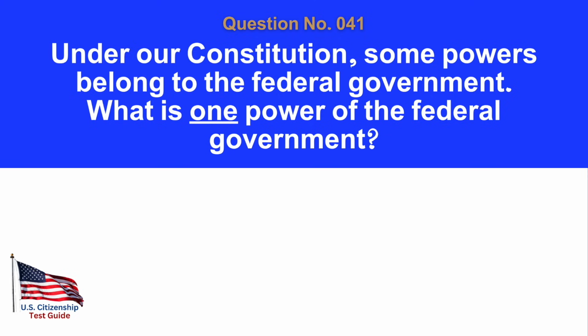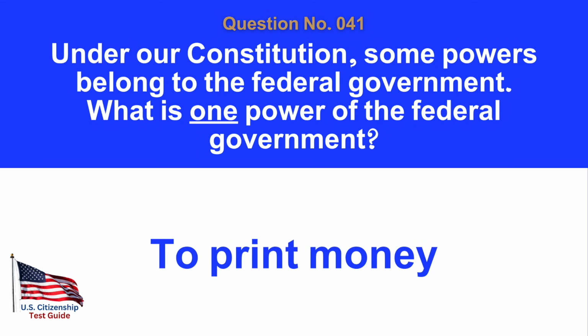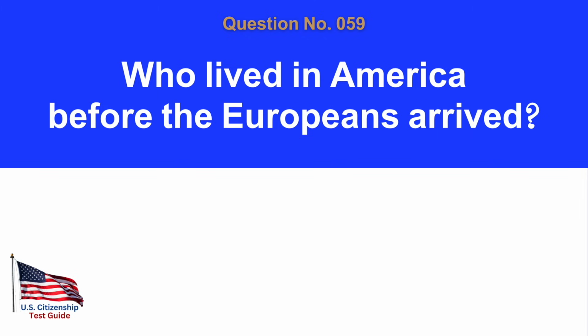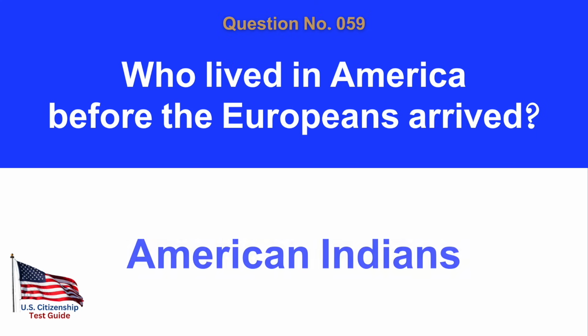Under our Constitution, some powers belong to the federal government. What is one power of the federal government? To print money. Who lived in America before the Europeans arrived? American Indians.